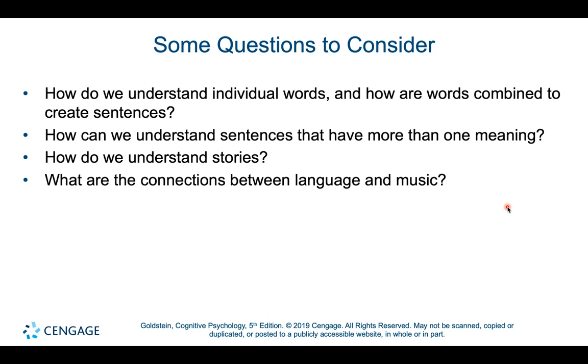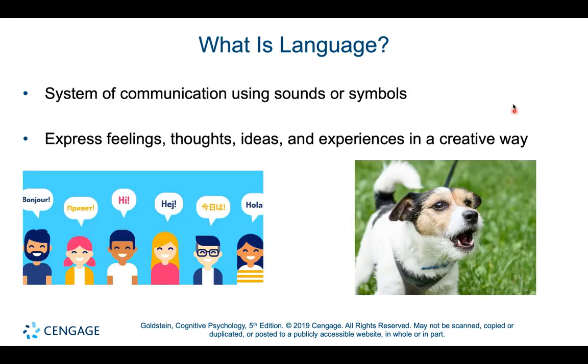Okay, so let's define language. Language is a system of communication using sounds or symbols. So that means language can be auditory, right? Sound, or it can be written as symbols. And it's this system that allows us to express feelings, thoughts, ideas, and experiences. And the key here is in a creative way.